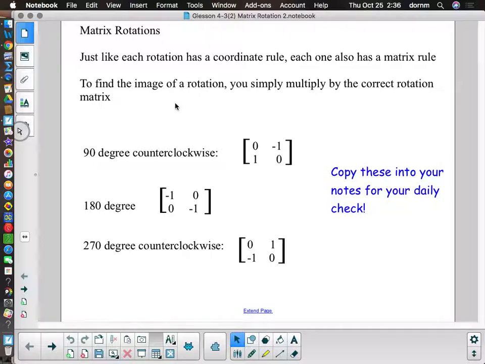So today, sorry about the double video day yesterday, but today is going to be a bit shorter. We're going to do rotations with matrices today. There's just a lot in yesterday, but today we're going to do rotations with matrices.